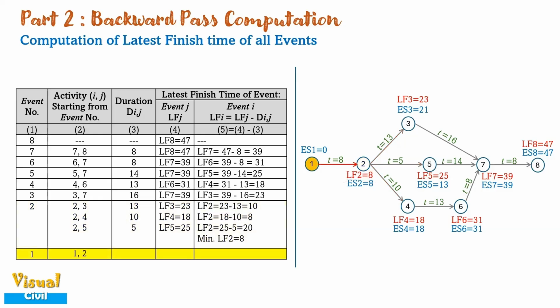From event 1, only activity 1-2 is starting. Hence, the latest finish time LF1 is computed as 0.